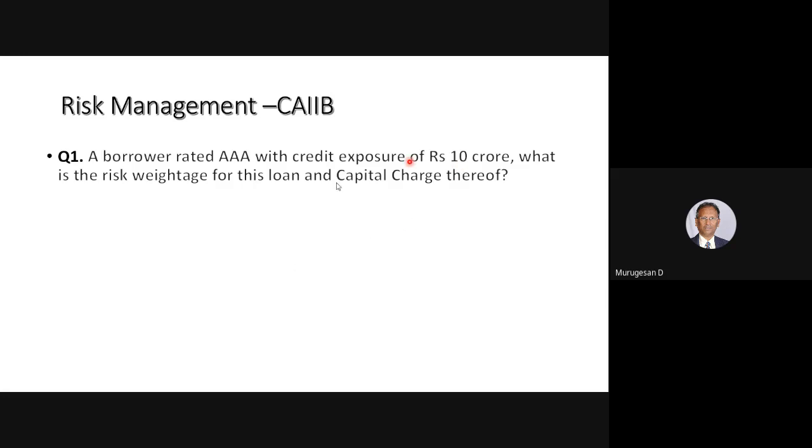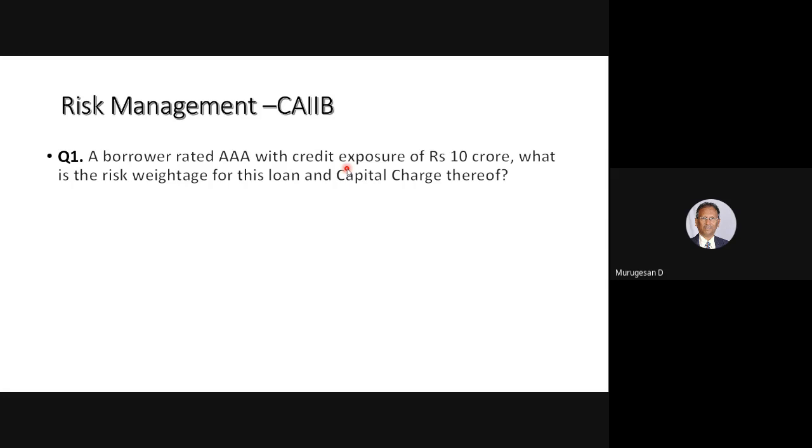10 crore, but this they will not give in the exam. AAA means 20%, you have to remember. They will not give it. So 10 crore is the loan funded exposure. Again, credit exposure comes under two categories: funded and non-funded. LC, guarantee, non-funded. Co-acceptances, non-funded. Derivatives, non-funded. But these are all funded. Even in funded, some will be drawn, some may not be immediately drawn.